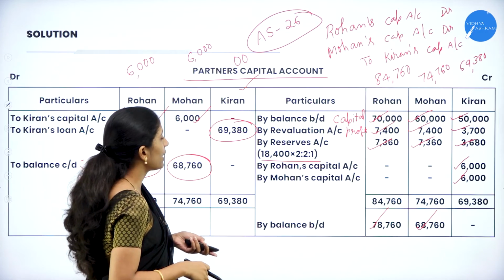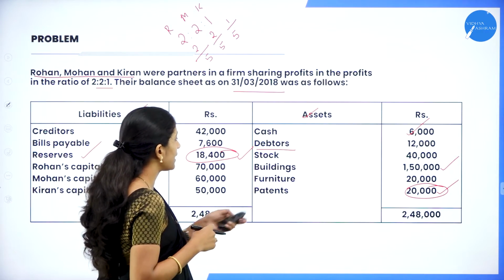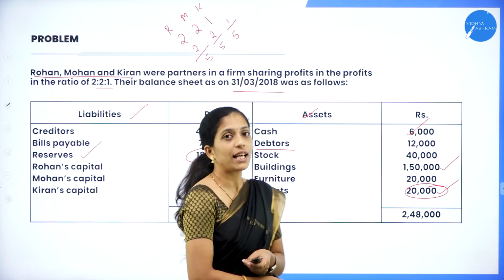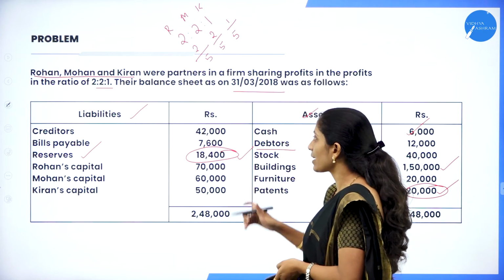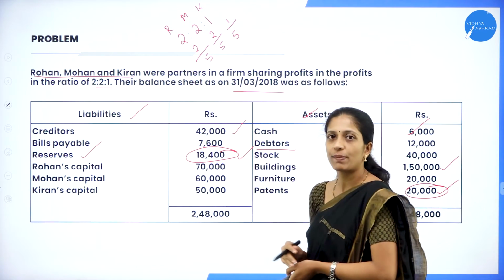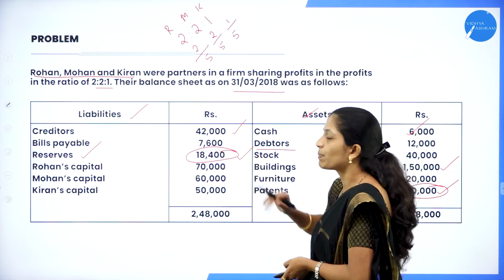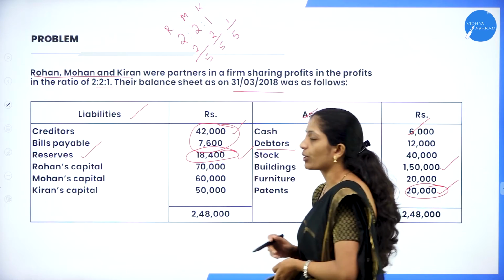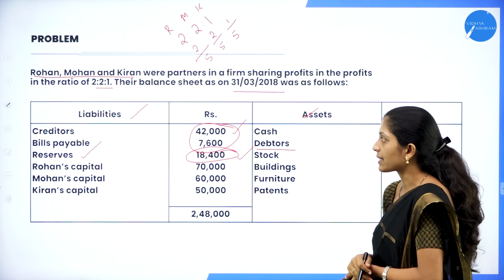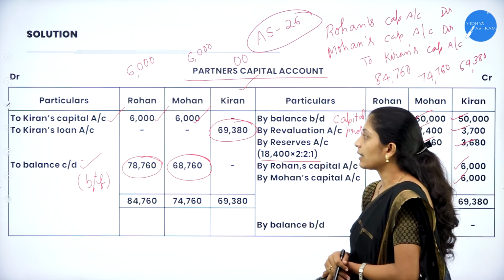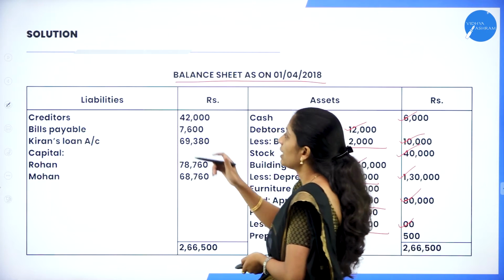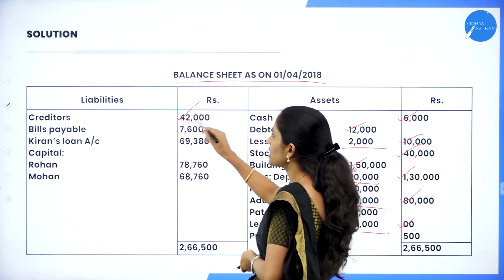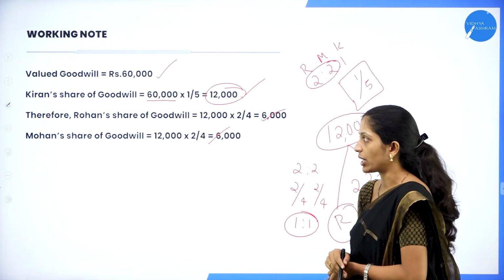Now we are done with all the assets which were there in the balance sheet. Now come to the liability side. So we have creditors, but there is no adjustment relating to creditors as well as bills payable also. It means that the value remains the same, 40,000 and 7,600. So we shall record in the balance sheet. So creditors 40,000, bills payable 7,600.